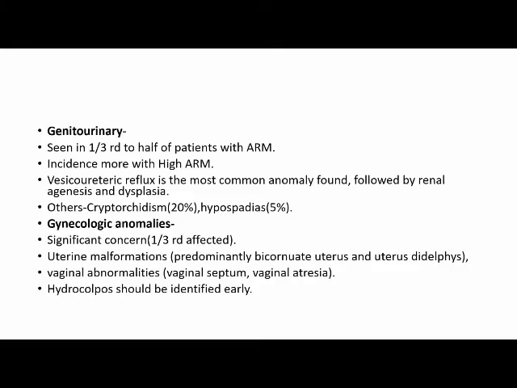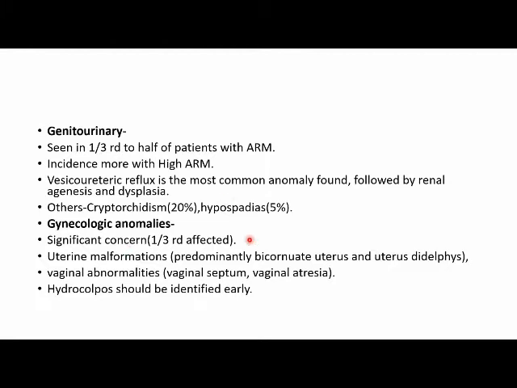Now coming to the genitourinary system. Genitourinary system involvement is also seen in one-third of the cases to half of the patients with ARM, and the incidence will be more with high ARM cases or complex ARM cases. The most common anomaly found is vesicoureteric reflux, followed by renal agenesis or dysplasia. Other abnormalities like cryptorchidism and hypospadias are also found to be associated with ARM.